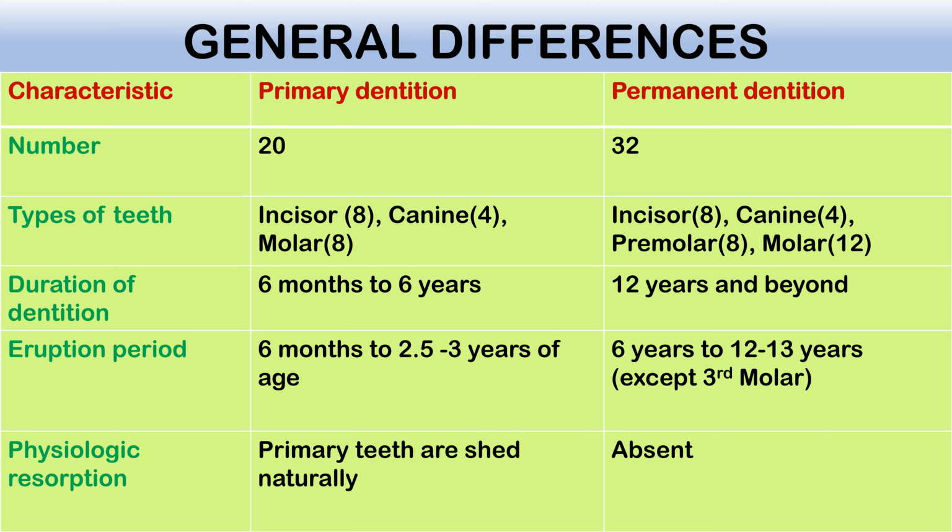So the most basic difference is the number of teeth. Primary or deciduous dentition consists of 20 teeth and permanent dentition consists of 32 teeth.